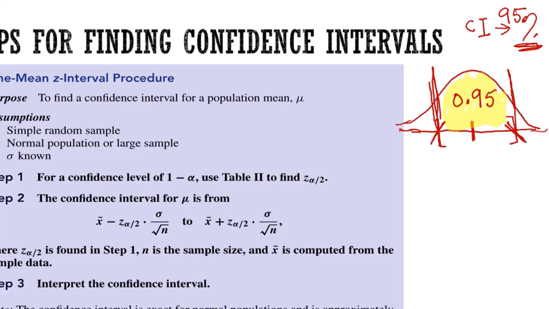Now in the next step, we need to find what the unbounded area is. So we said the unbounded area is the sum of the area at the two ends of the curve which are not shaded, right? And we denote that with the Greek letter alpha. That's the unbounded area. And how do we find alpha? We do 1 minus whatever the confidence level is. So 1 minus 0.95 in this case. So alpha is going to be 0.05.